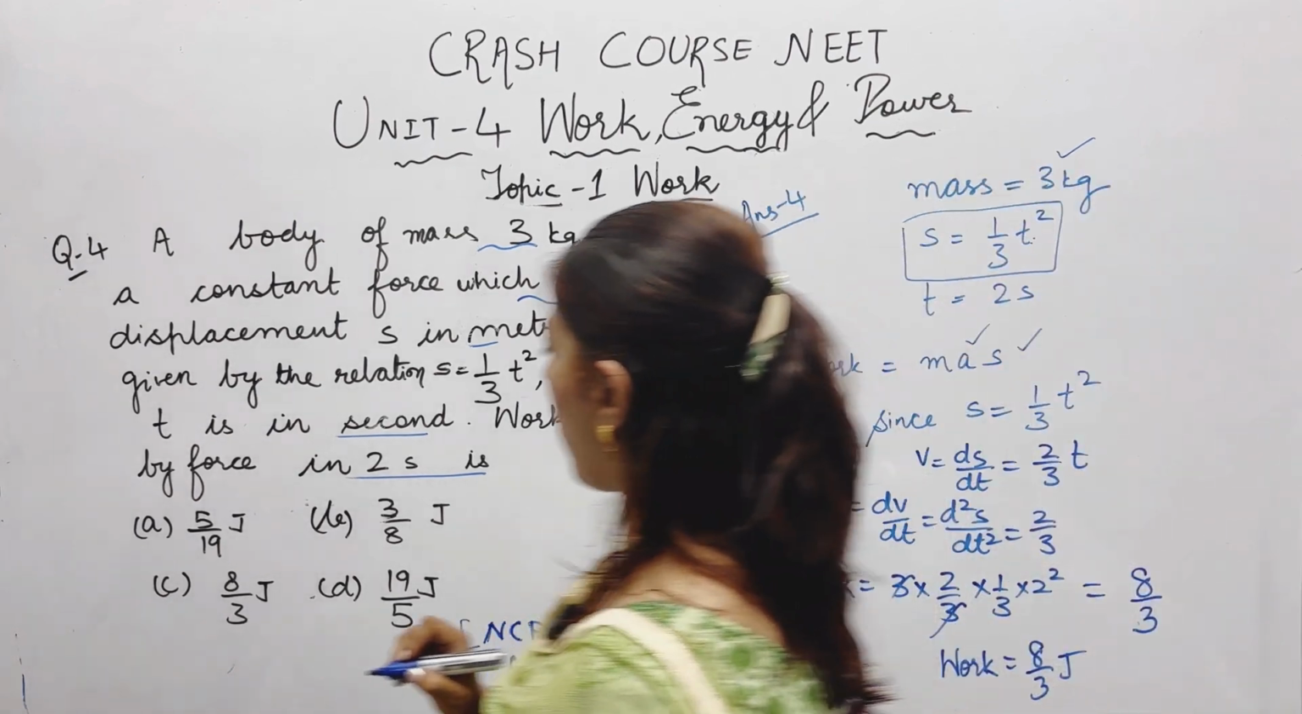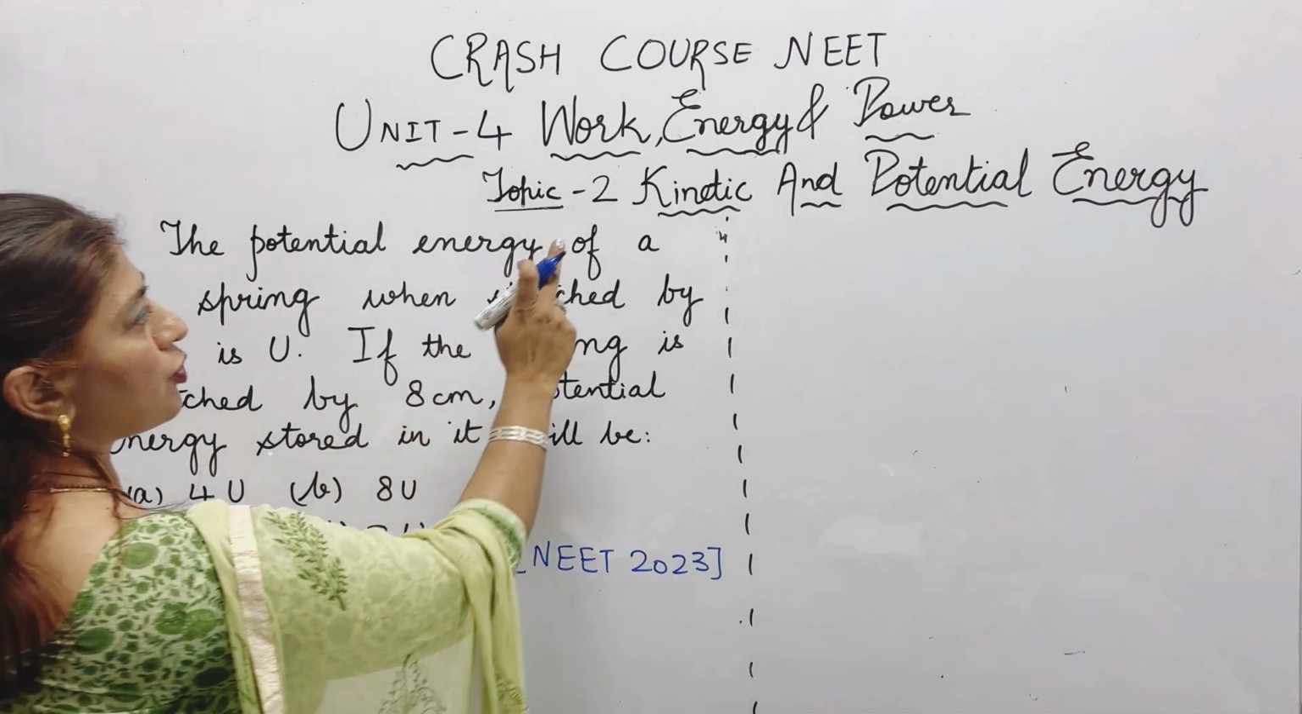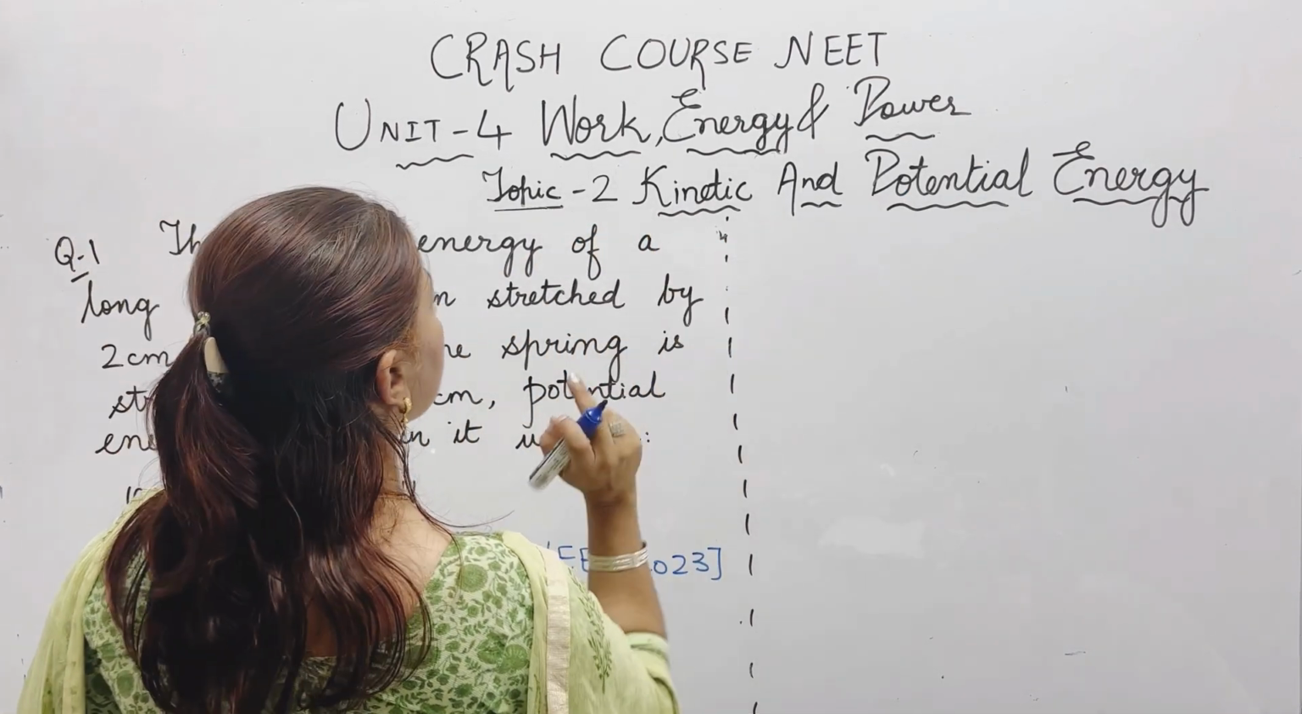So now let us see the options. If we look here, our option C goes with the solution. The answer for the fourth is C, 8 by 3 joule. Now let us take the topic number 2, kinetic and potential energy.